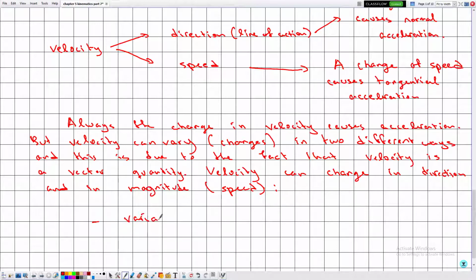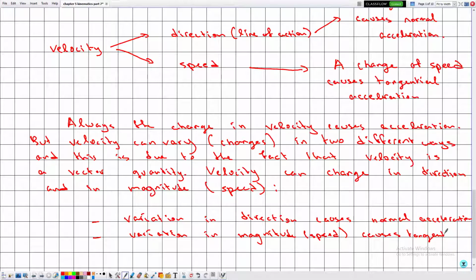Variation in direction causes normal acceleration. Variation in magnitude, which represents the speed, causes tangential acceleration.